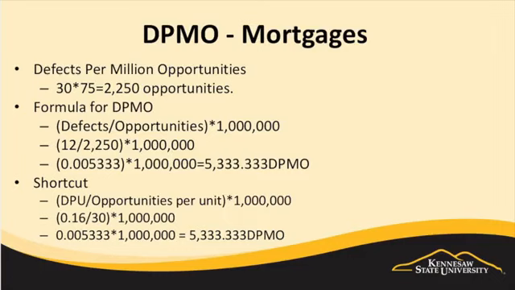If you've already calculated DPU, or defects per unit, you can use a little simpler formula. You can divide DPU, defects per unit, by the number of opportunities per unit, and multiply that by 1,000,000. As you can see, you'll get the same result. This measure gives us a different perspective regarding errors and defects.